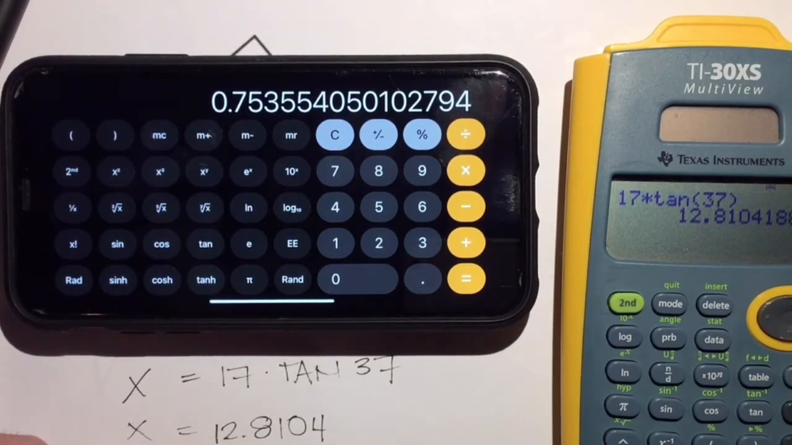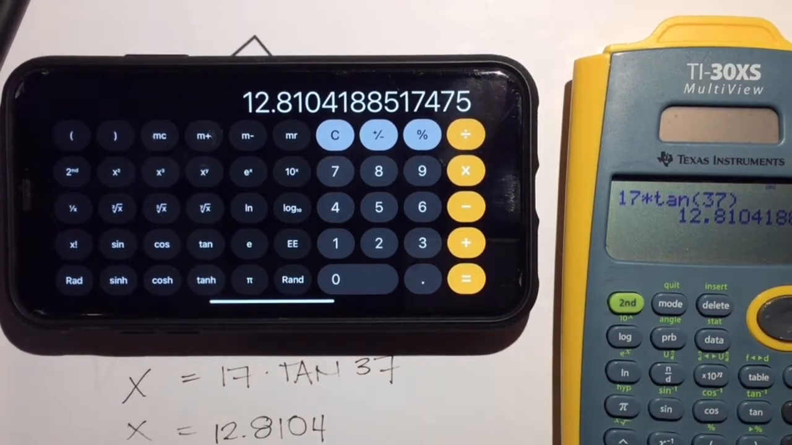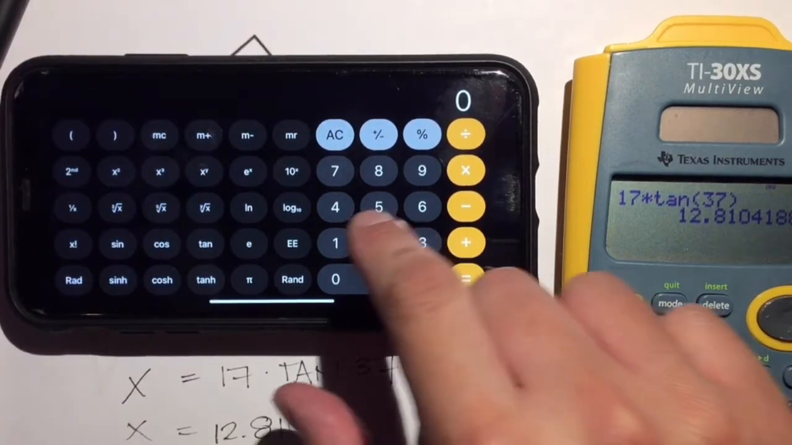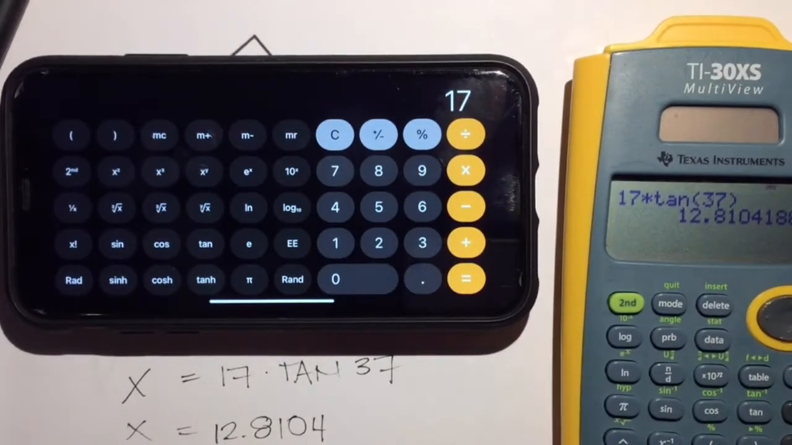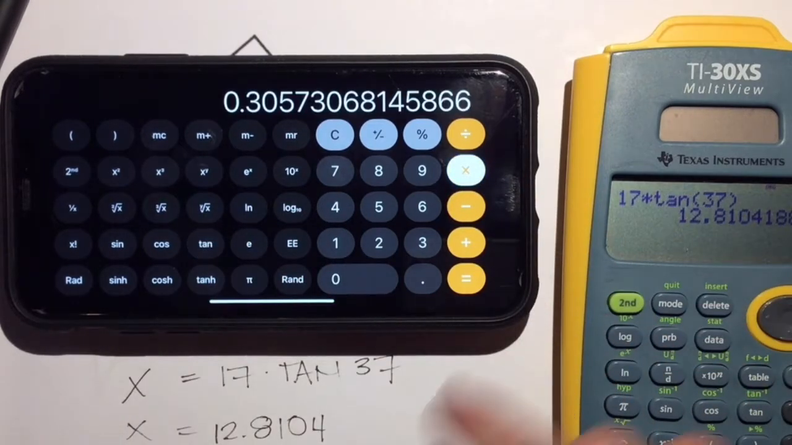Whoa! And you would have thought we got a 12.81, but there's one important button you did not press yet. You didn't press equals. Boom! 12.8104. So again, it's a little different, the order that you press the buttons.